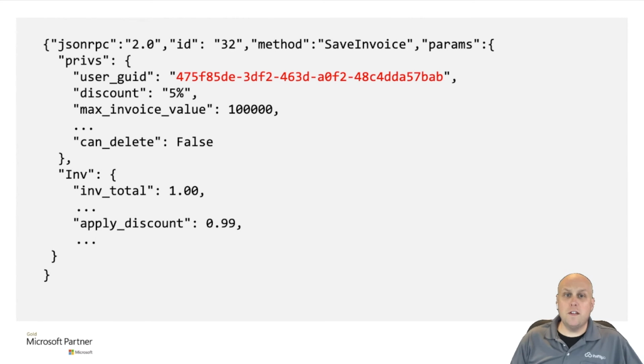So if I'm a user that's allowed, for instance, to give a 5% discount, but an admin user can give an unlimited discount, if I were to get the GUID of an admin, or possibly even the GUID of a template record that's used to make a copy of the privileges record, that might have a fixed GUID, I could pass that in the privileges structure here. And because there's no verification that I am the user associated with this privilege structure, it'll let me discount my invoice as much as I want.